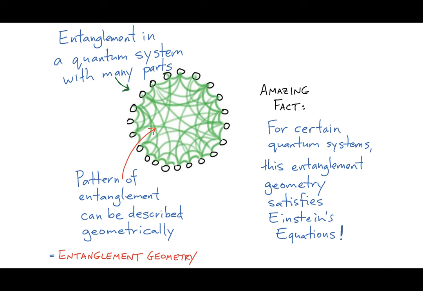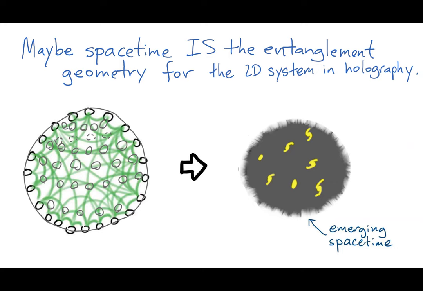And so that leads to this amazing thought: maybe that's how you should think of our actual Einstein's equations. Maybe our actual Einstein's equations are describing features of the entanglement of some two-dimensional system that's invisible to us. This happened in the last 10 or 15 years, thinking about holography, and it was then proposed that this is how holography works.